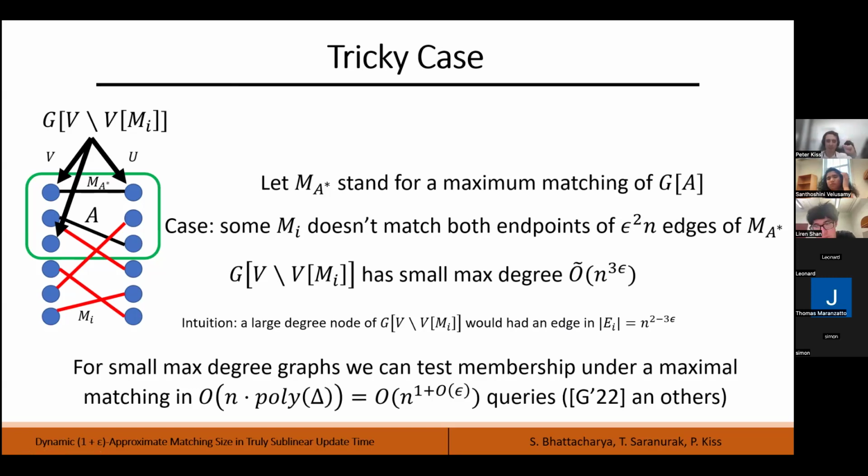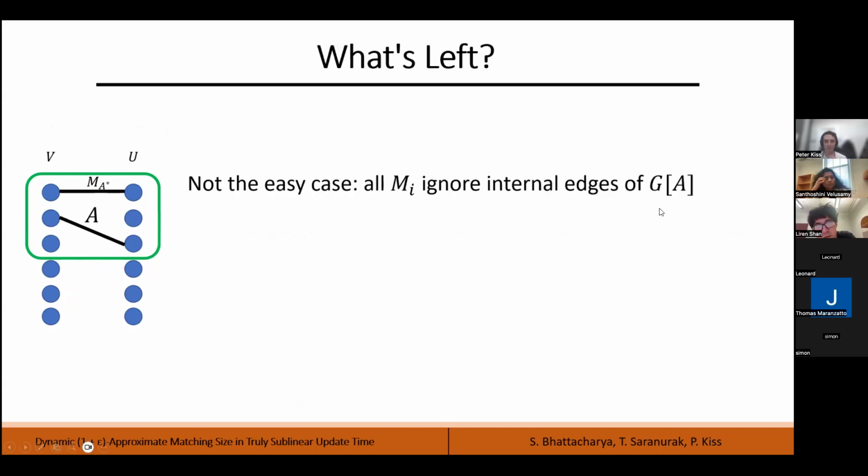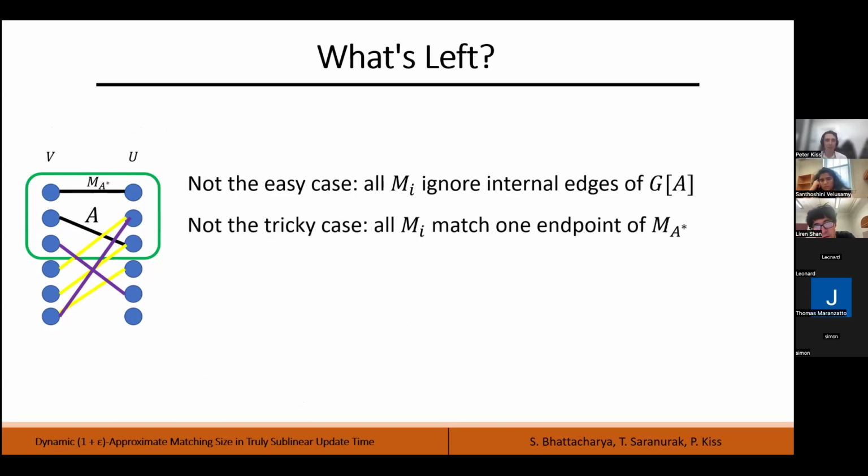So these are two cases. But we clearly haven't considered all cases. So what did we not consider? Well, we're not in the easy case. So none of these matchings we calculated hit a lot of edges inside of A. None of them are instantly lucky. But we are also not in the tricky case. That is, most of these matchings don't ignore both endpoints of this black matching we're looking for. So they look kind of like this, that they expand outwards from A. They have a lot of endpoints inside of A, and a lot of endpoints outside of A. Now this gives the following intuition. We just do a recursion.